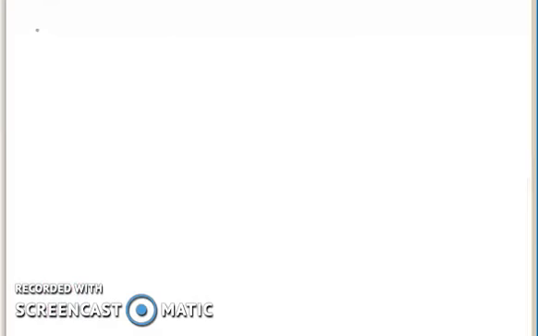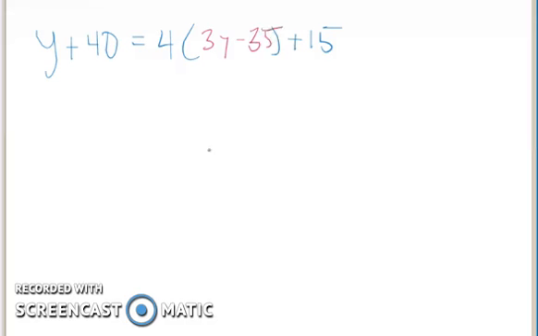Alright, so when I plug it in, I should get y plus 40 equals 4, and instead of x, I said we're going to plug in that other information, and what we found x to equal was 3y minus 35. Okay? Alright, now we're going to go ahead and distribute everything through. So distribute the 4 through here, so we're going to get 4 times 3 is going to be 12y. 4 times 35 is going to be negative 140 plus 15 equals y plus 40.